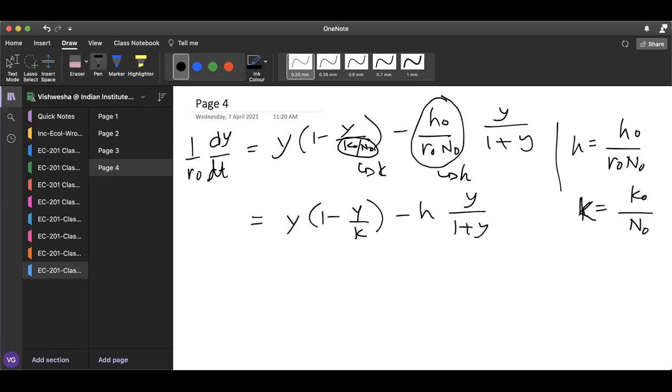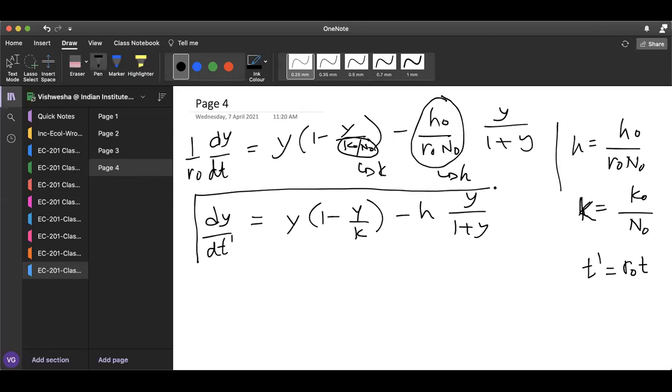See, there's an R0 here. So what we can do is the following. We can define a new time scale this way. So now we have dy by dt prime, meaning we are changing the time scale over which we are looking at the entire phenomenon.